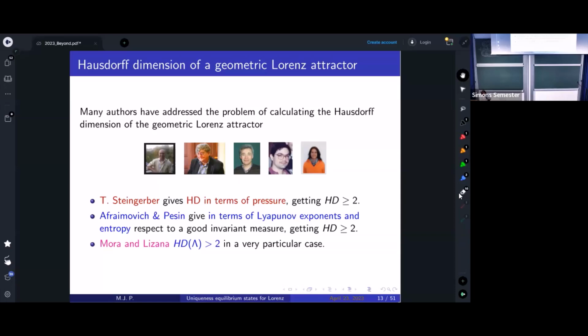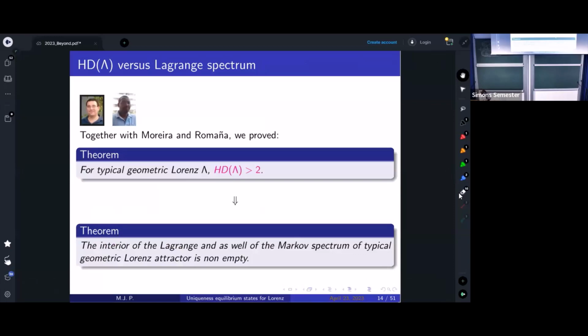And Mora and Lizana proved, in the first paper that appears, that the Hausdorff dimension is bigger than 2 in a very particular case, a quite unstable case. Finally, with Gugu Moreira and Sergio Romaña, we could prove that for typical geometric Lorenz attractors, the Hausdorff dimension is strictly bigger than 2. And we could relate this to the interior of the Lagrange as well as the Markov spectrum of typical geometric Lorenz attractors being non-empty.